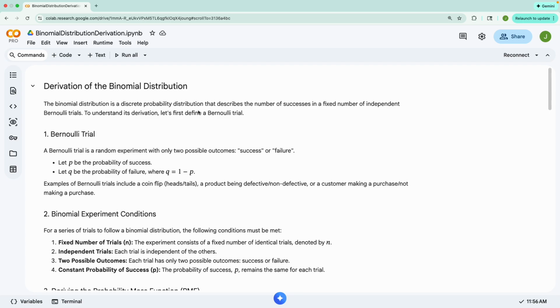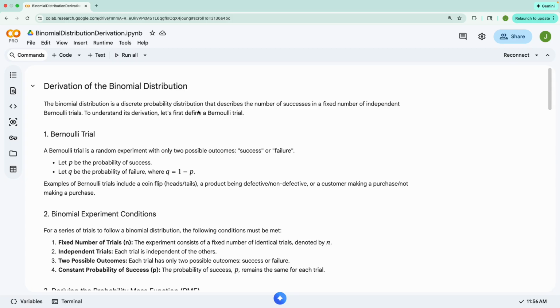I want to talk to you about the derivation of the binomial distribution, or at least the intuition behind it. The setup is really important, and you need to be able to identify the distribution. The setup of the binomial distribution is that you have what's called repeated Bernoulli trials, a fixed number of them in particular.